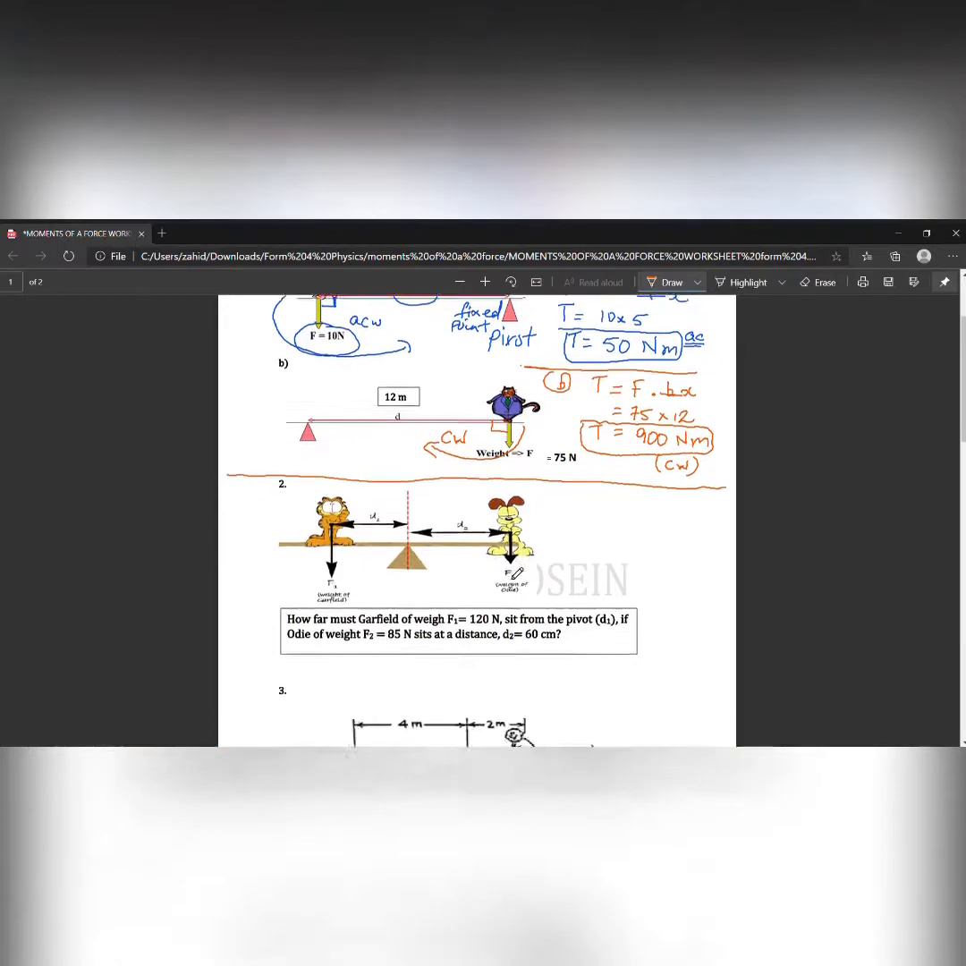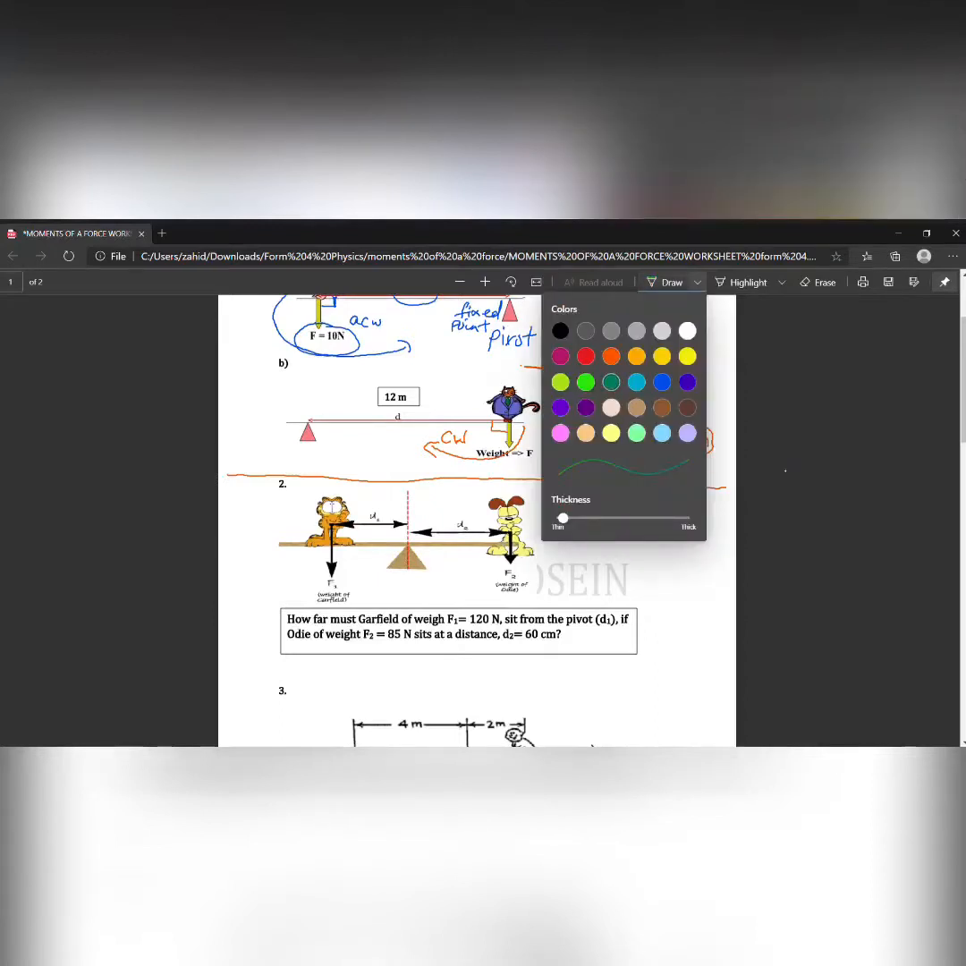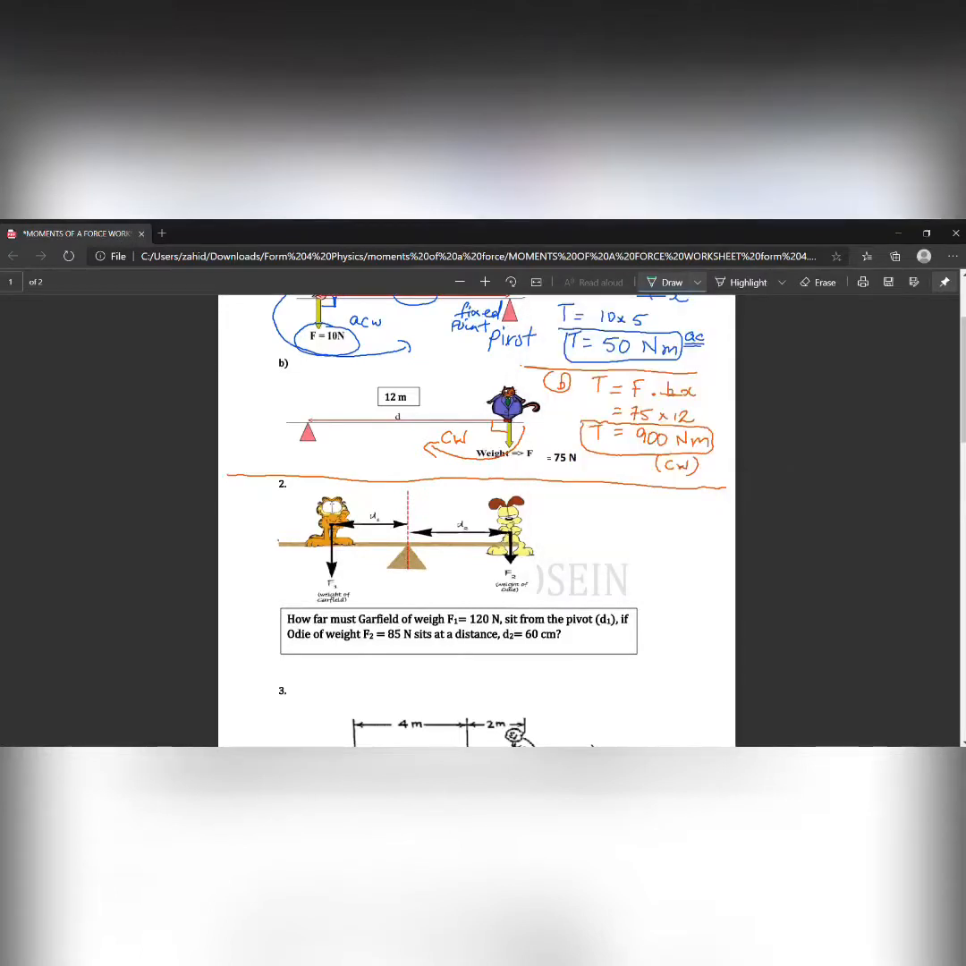Alright, so here again we have another question, number 2, taking it up a notch. This is where our identification of our clockwise and our anti-clockwise moments come in handy. Alright, so let's see. We have Garfield and Odie, two very famous characters. Their forces are F1 and F2 respectively. Their distances, again from the pivot, again being your fixed point, are actually D1 and D2 respectively.